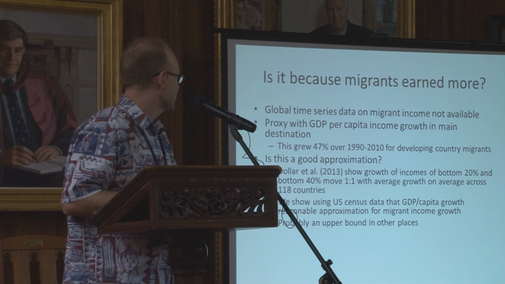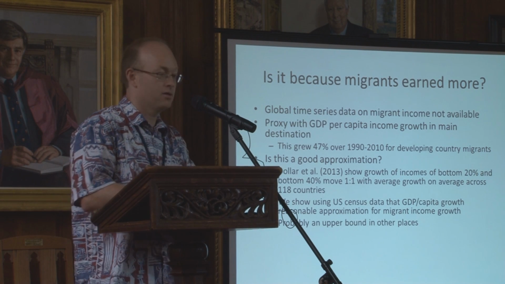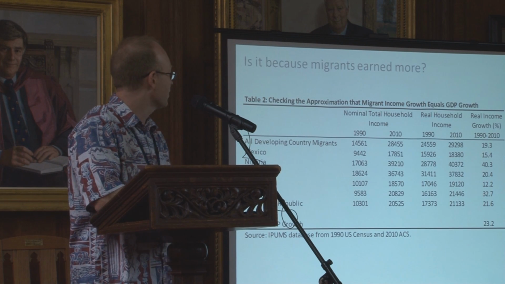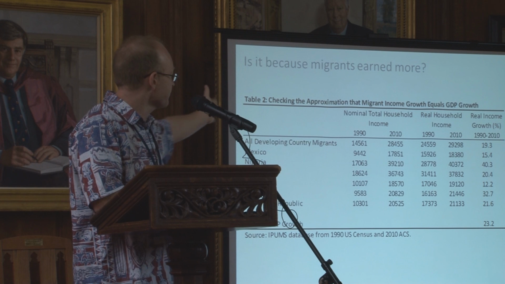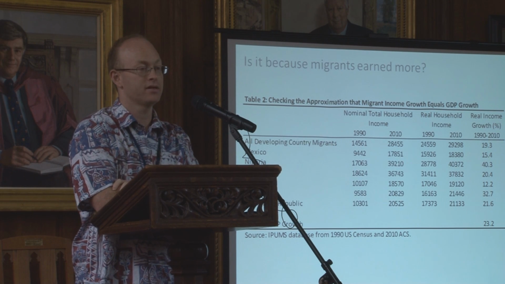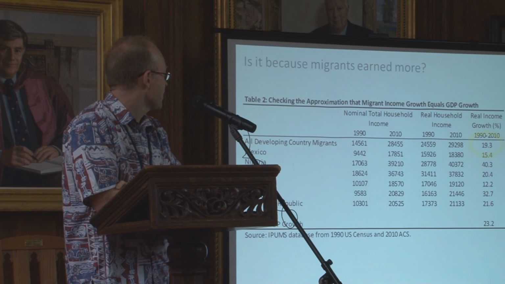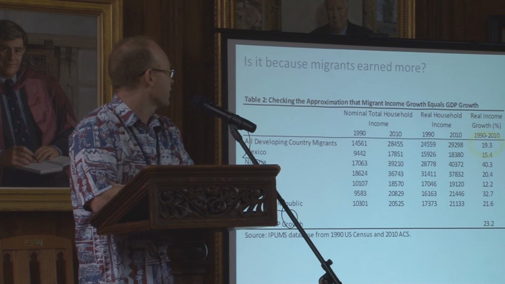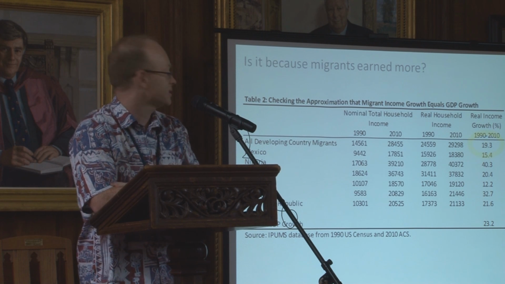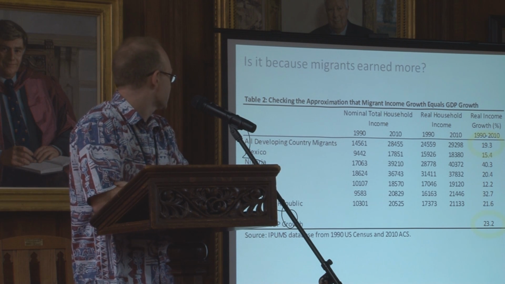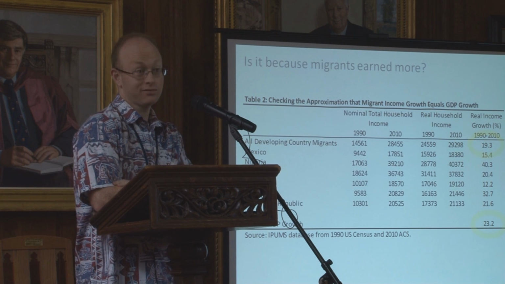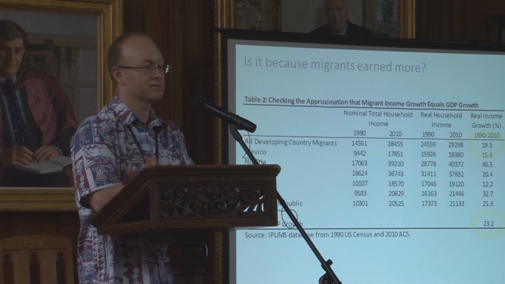The second thing is we look at US Census data, where we can get income for migrants. What you see here is, if we use the US Census and the American Community Survey, the average income growth for developing country migrants over that period is 19%, and US real GDP per capita growth was 23%. So at least for the US, this approximation seems pretty good.